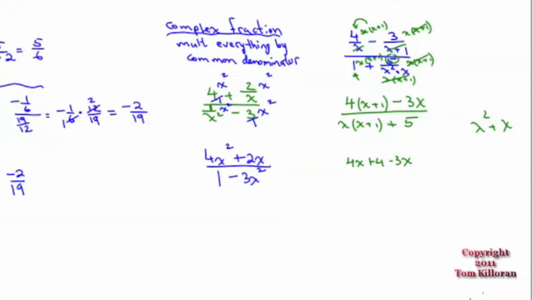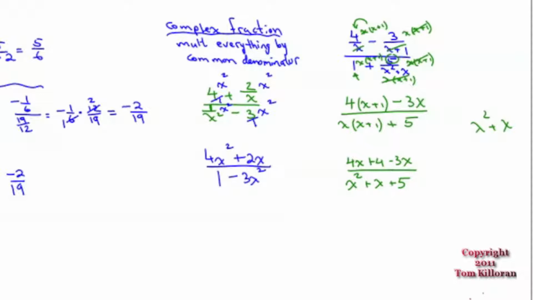Did I do it correctly? Yeah. And then distribute the x. So you get x squared plus x plus 5. Now the bottom you can't do anything with, but the top you can simplify a little bit.